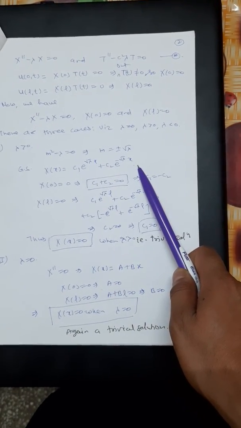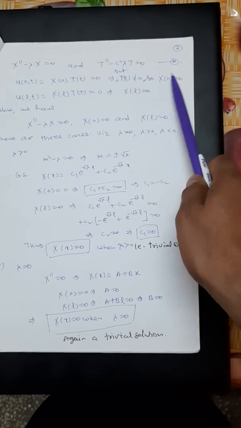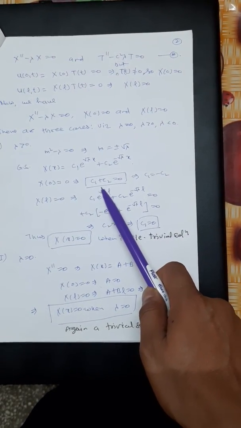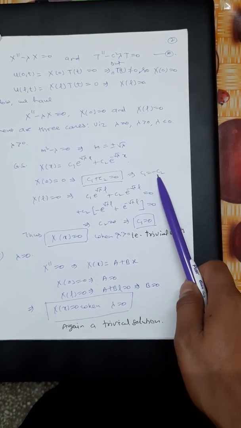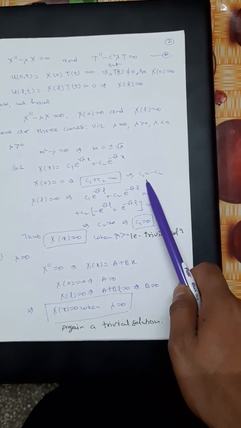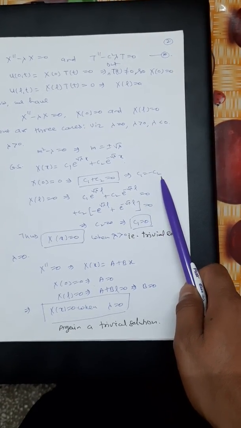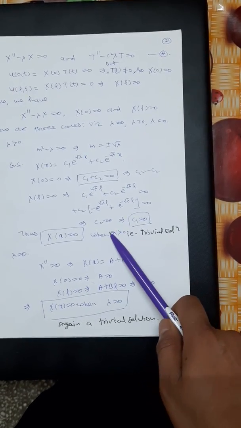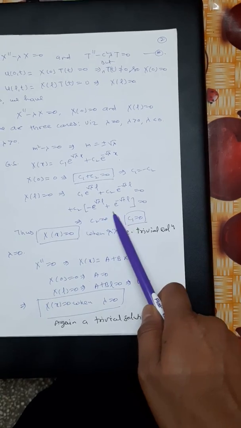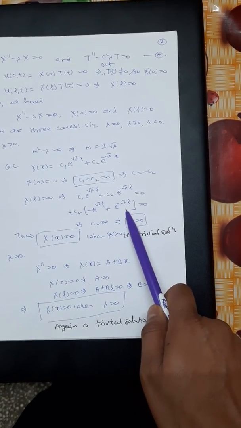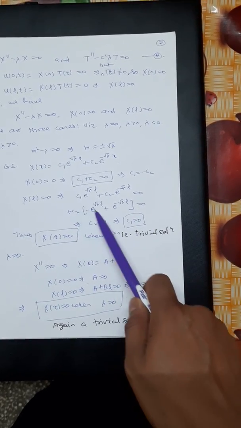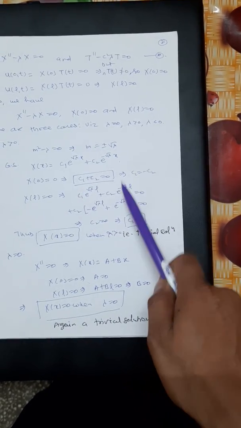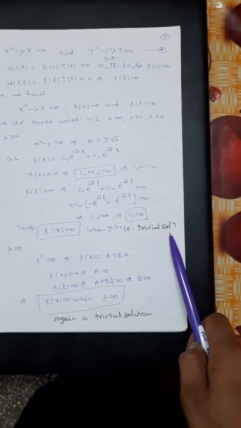And now the initial condition, because X(0) is 0, so when we substitute, then we get c1 plus c2 equals 0, and this implies that c1 equals negative c2. So another condition will give us another initial condition. So from here we have c2 equals 0, so from here c1 equals also 0, so we have a trivial solution.